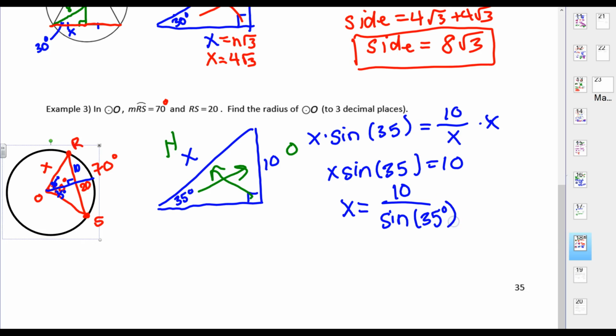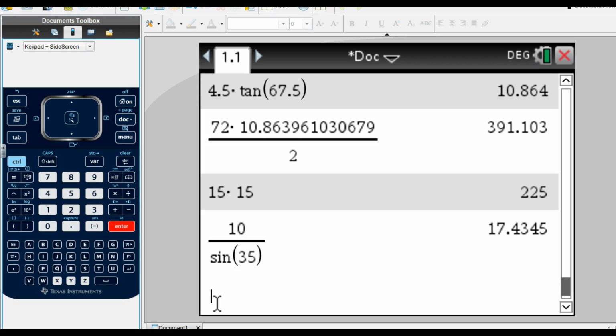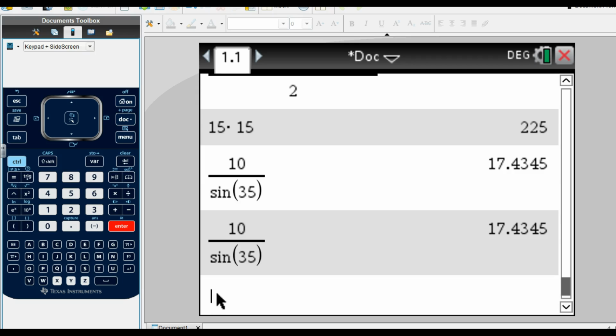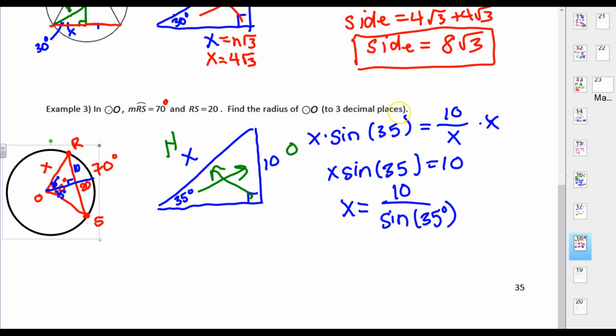And I'm going to plug that into my calculator, which you can see I've done already. 10 over the sine of 35 is 17.4345. I want 3 decimal places. x equals 17.435 units. And that's the radius.